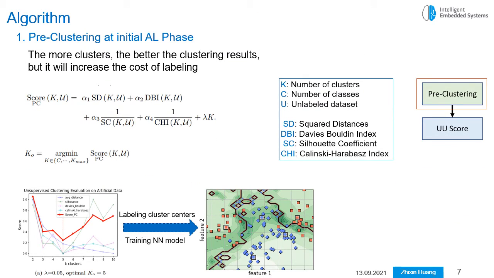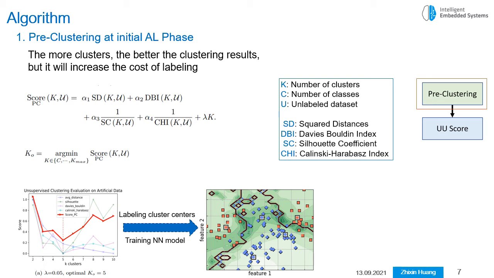Selecting the most representative instance from the unlabeled data by labeling cluster centers is heavily dependent on the quality of the clustering result. In k-means, the crucial parameter that affects the goodness of the clustering result is the number of clusters. The more clusters, the better the clustering result, but it will increase the cost of labeling. So the number of clusters should be optimized.